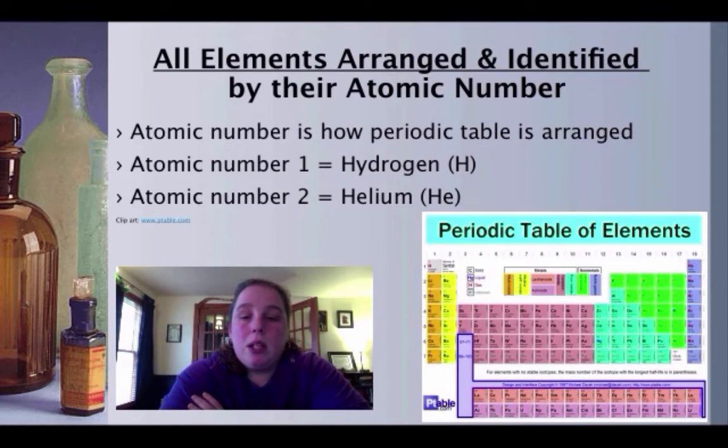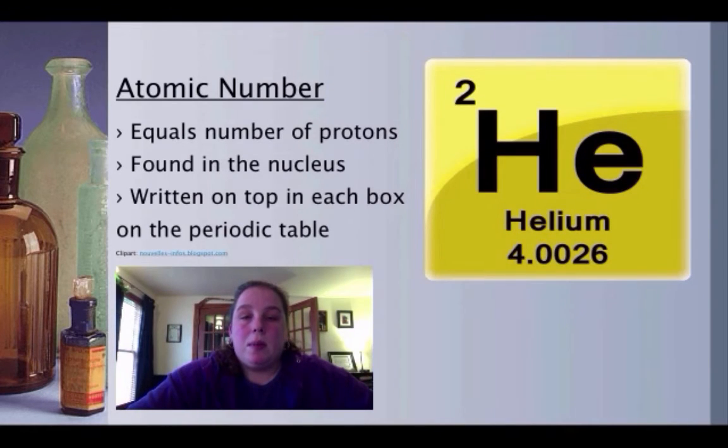All right, so how are elements arranged and identified? If you look at the periodic table below, they are all arranged by their atomic number, and their atomic number is usually right on the top. So I've given you the first 2 of the periodic table. Hydrogen is the first one, so its atomic number is 1. And helium is the second one, so its atomic number is 2. And you can read that all the way down on the periodic table, starting with 1 all the way up to 118. Now the atomic number equals the number of protons.